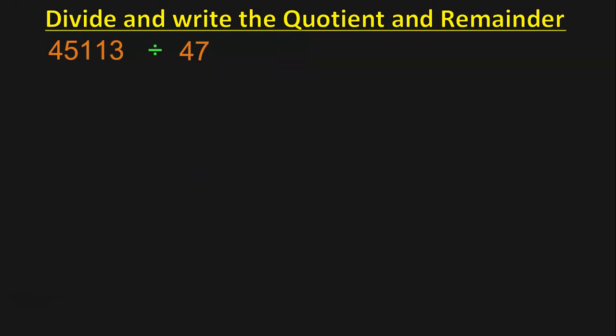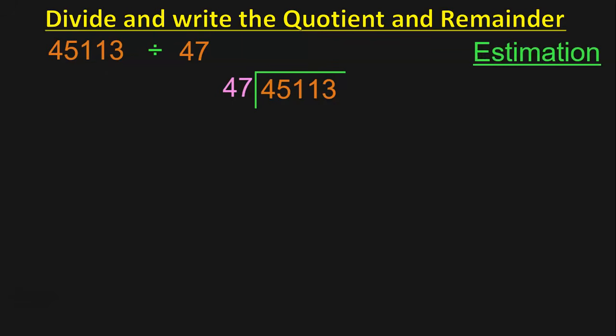The next sum that we are going to do is 45,113 divided by 47. So first start with the first digit on the leftmost side, which is 4, which is lesser than the 2-digit number. So we'll have to take 45. 45 is also lesser than 47. So what is the next step? We'll have to take the 3 digits together, 451. So we are going to use the estimation technique to find out how many 47s are required to make 451.